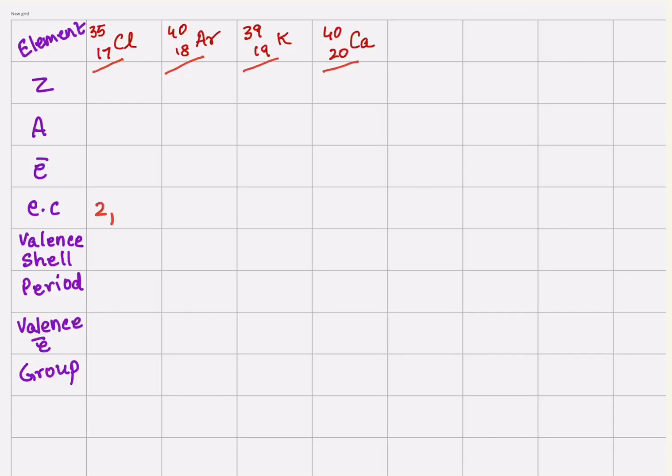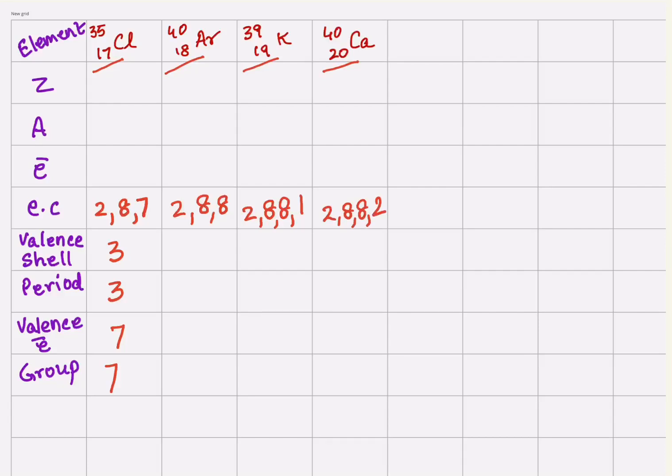So electronic configuration of chlorine 2, 8 and 7. Valence shell is the third one. Period will also be the third one. Valence electrons are 7. Group number is also 7. Argon 2, 8, 8. Potassium, don't forget 2, 8, 8 and 1. Calcium, don't forget 2, 8, 8 and 2.